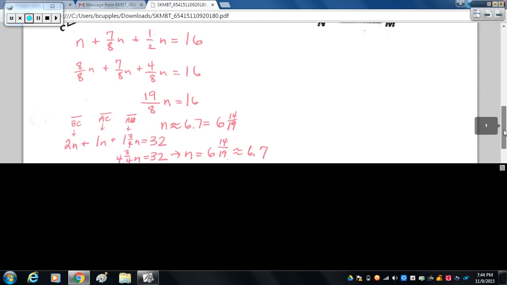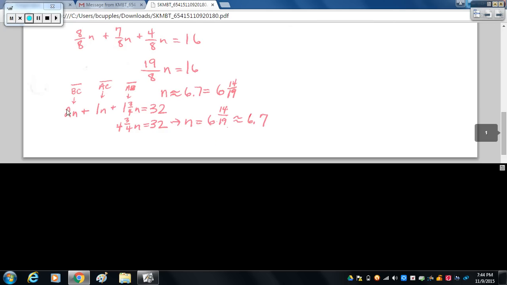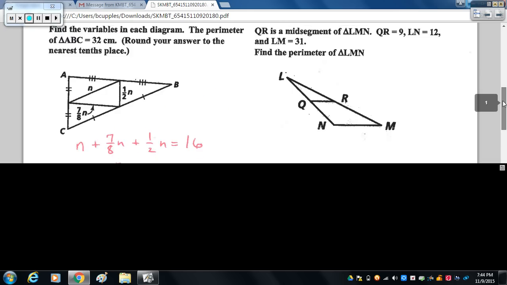So as you look here, I think most of you would prefer to write it out like this. And if you combine all the like terms, 4 3/4 n equals 32. Divide by 4 3/4, you get 6 14/19, or 6.7 again. Again, it doesn't matter which equation you use, they're both the same thing. We're just looking at it from different perspectives.